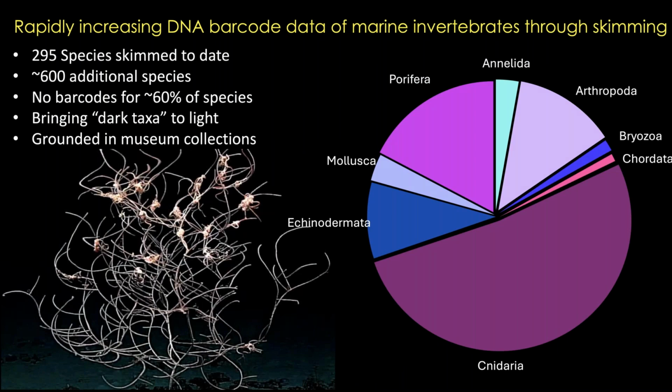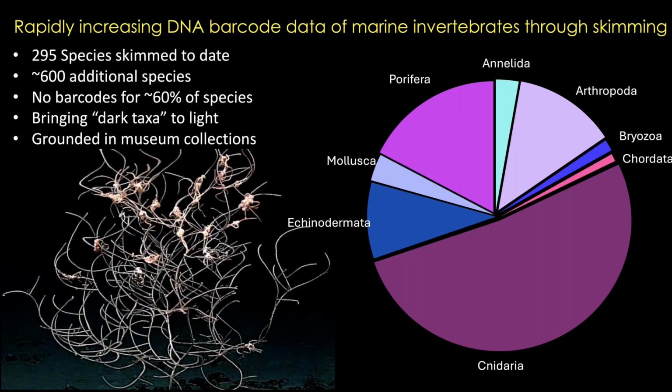We're also rapidly increasing DNA barcode data of marine invertebrates in general through this genome skimming approach. To date, just for my lab group, we've genome skimmed 295 species, but we currently have 600 additional species that are being sequenced right now. We did a back of the envelope calculation and found that there are no barcodes for approximately 60% of these species. So we're really bringing these dark taxa to light through these rapid genome skimming efforts.